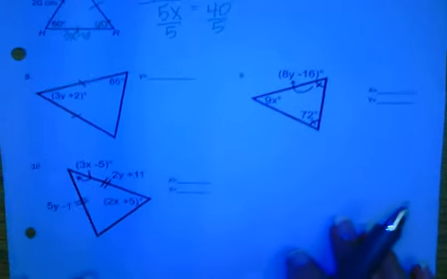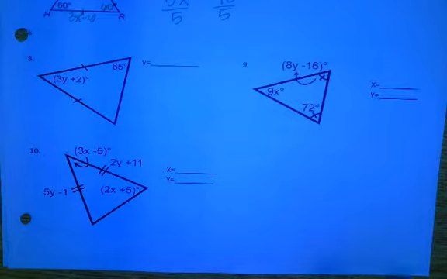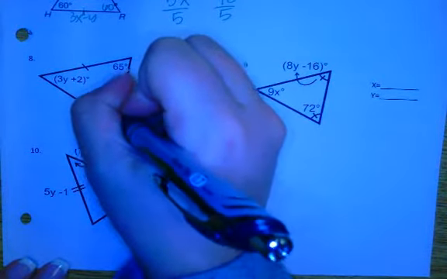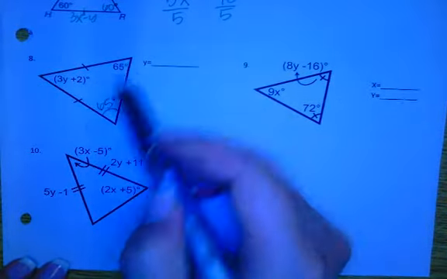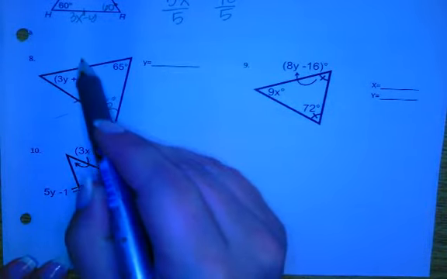Okay. Number 8. Okay, you have 3y plus 2, 65 degrees, and we're trying to figure out what y equals. What do we know about our missing angle? It's 65 degrees, because they both open up to your corresponding congruent sides. Okay, so these both are 65.